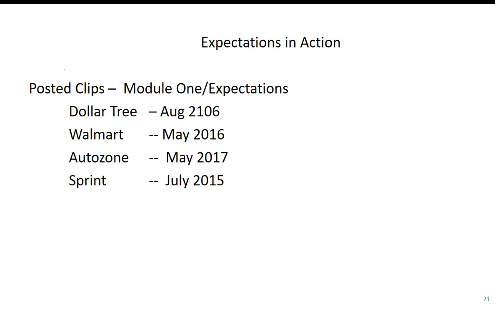The next recording has a short discussion of how expectations impacted share prices for a series of companies. The articles, really the news clips around these companies, are posted. And the recording is called Expectation Articles.